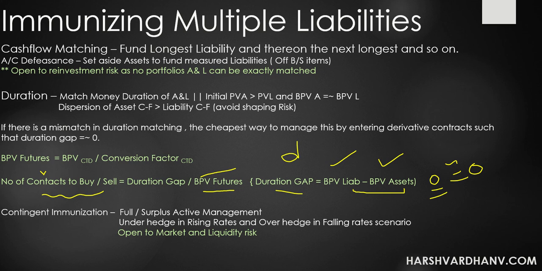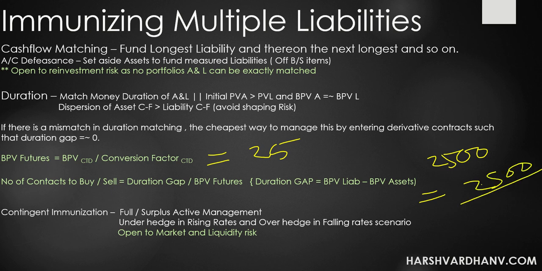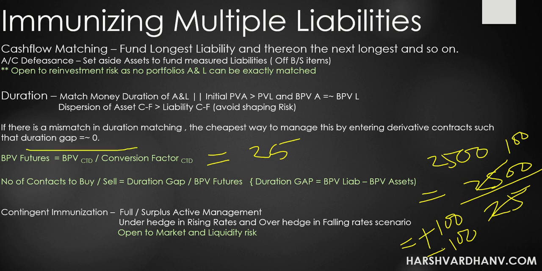So let us understand this simply. The duration gap is say 2500 for example, and the BPV of futures is 25. The system or my fund manager will now know that to manage a 2500 million or whatever duration gap, I have to basically buy 100 contracts if the duration gap is negative, right? Because the duration is negative, then I need to increase my duration, or I have to sell 100 contracts depending on whether it's a positive or negative gap. So this is basically how you manage the duration gap with exchange traded derivatives.